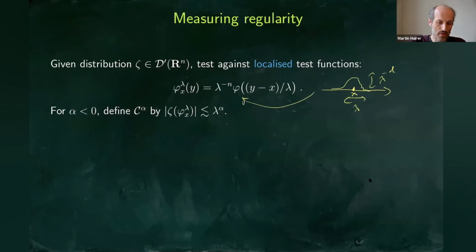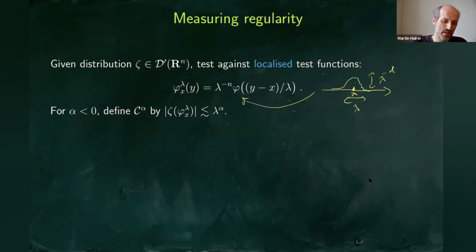And so you want this to be uniform over test functions such as just described, uniform over lambdas in (0,1), and locally uniform in x. Okay, so that's a definition of C alpha. And it actually coincides with the usual definition of C alpha, the Holder space C alpha that you all know, if alpha is negative.